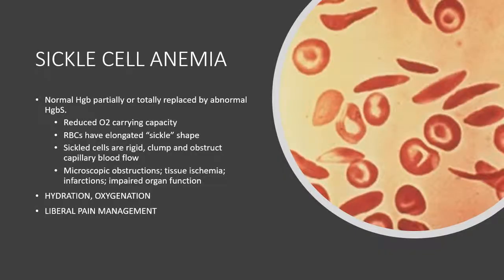In African and Mediterranean areas where malaria is common, there is a genetic mutation called sickle cell trait, where there is a small amount of this hemoglobin S, or sickled hemoglobin, that actually protects you from malaria. When both parents have the sickle cell trait and the child inherits two recessive genes, the child actually has sickle cell disease or sickle cell anemia.